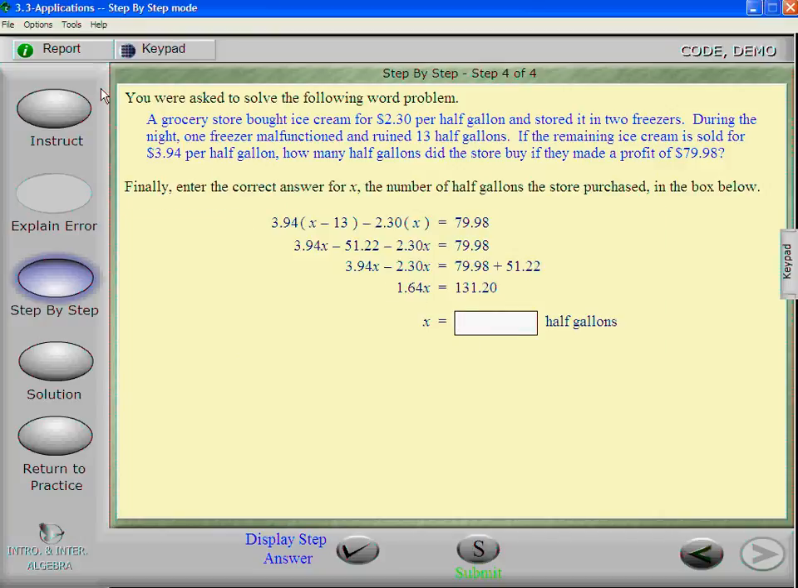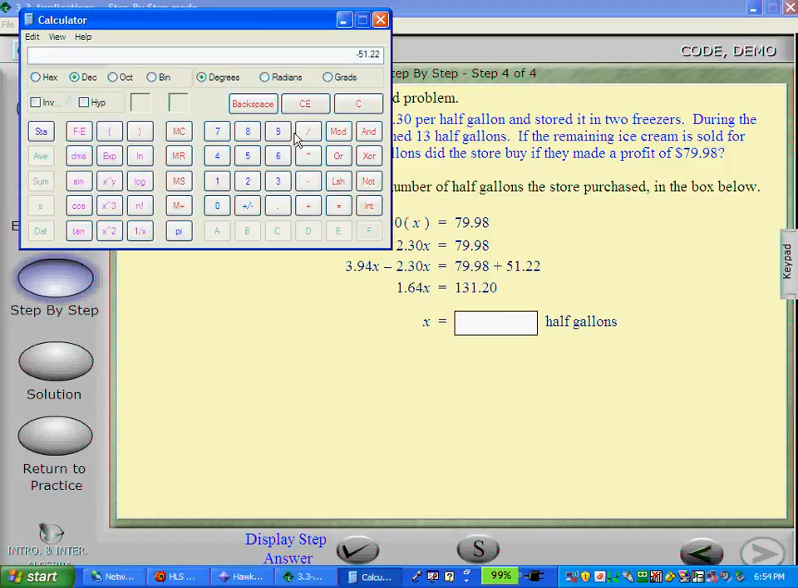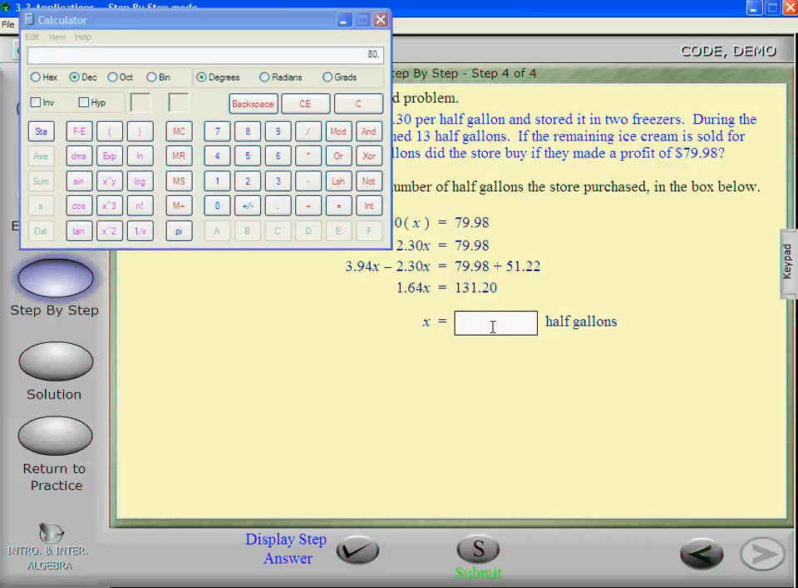And then the final step, looks like we need to divide both sides by 1.64. So we'll do that here. 131.20 divided by 1.64 equals 80. So 80 half gallons was the original purchase.